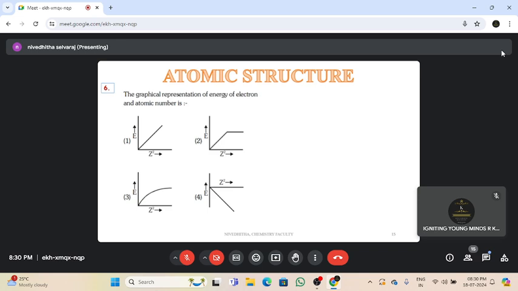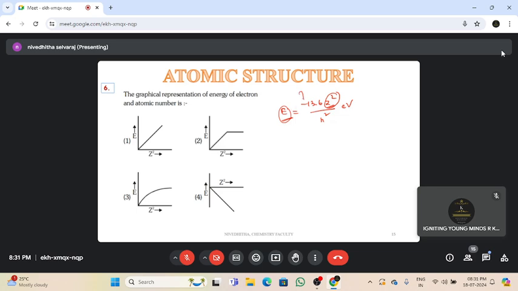Finally, check. What is the formula? E is equal to minus 13.6 Z square divided by N square electron volt. So here atomic number and energy seem to be directly proportional, right? If you increase the value of Z, the energy's value would get increased. There is no doubt in it.